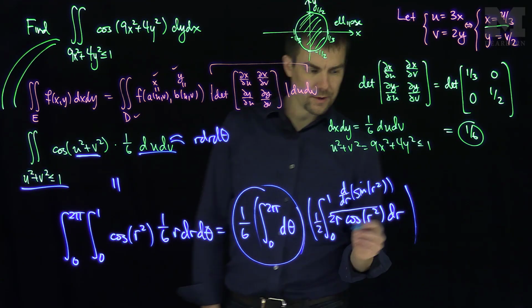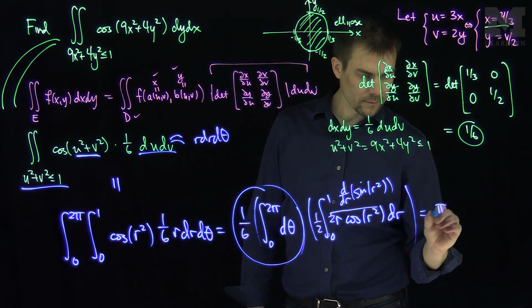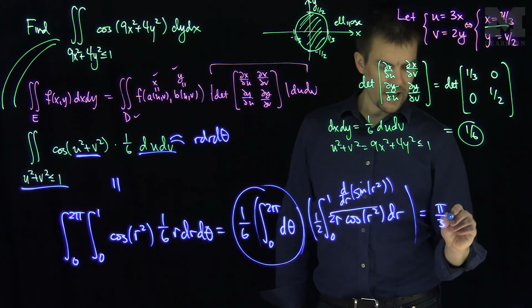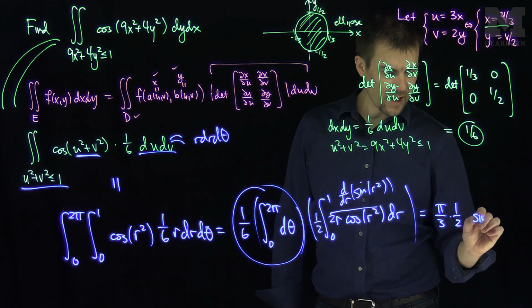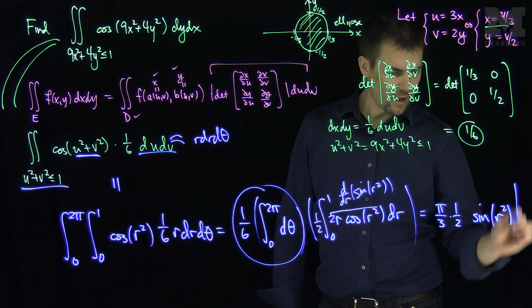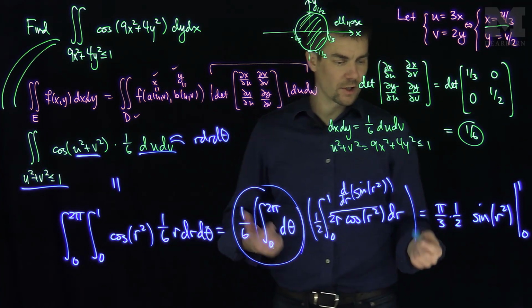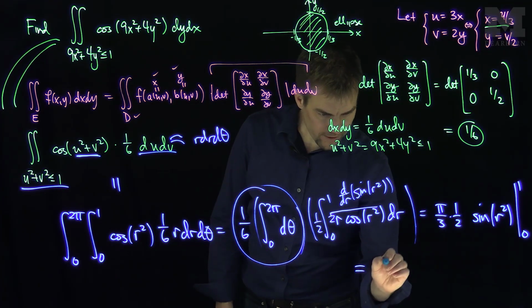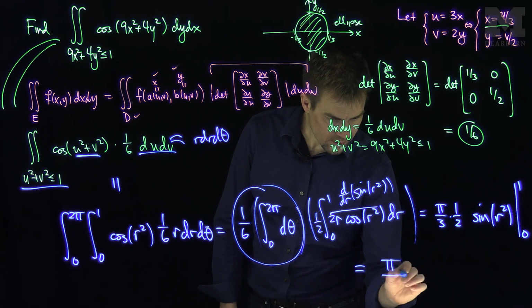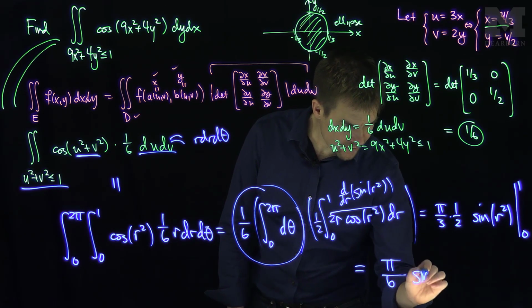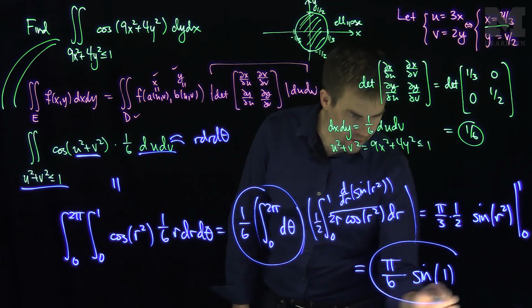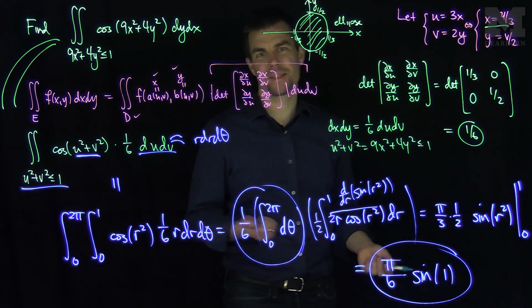So this will turn into a pi over 3 times 1/2 times the sine of r squared evaluated from 0 to 1. The sine of 1 stays around, the sine of 0 is 0, so the final answer will be pi over 6 times the sine of 1, and there's the solution to the problem. Thank you very much.